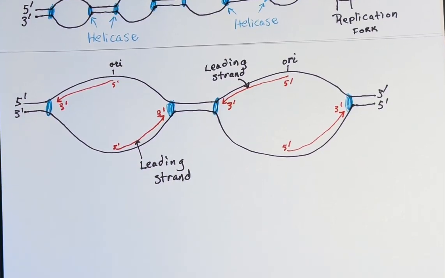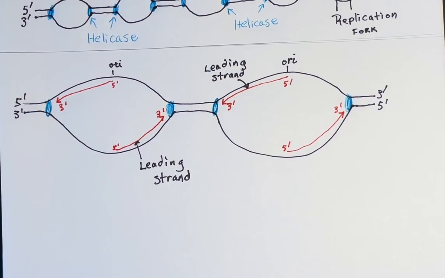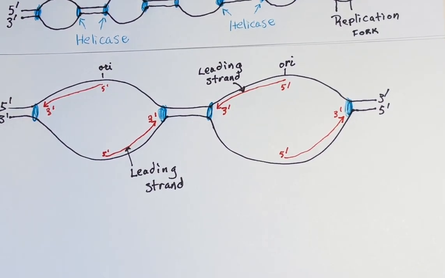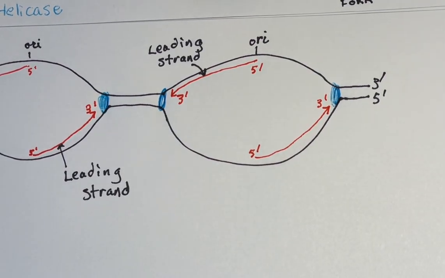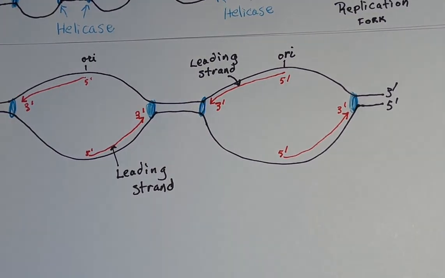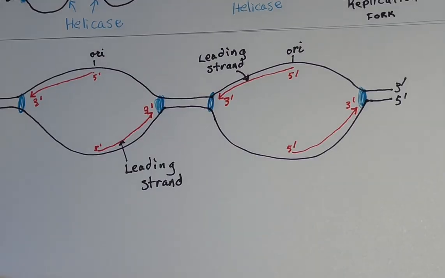Okay, so I had to redraw my replication bubbles, and they aren't quite equitable, but all right. So now what we have here is I've added the leading strands, and I'm trying to move the screen a little, which I probably should not have done.